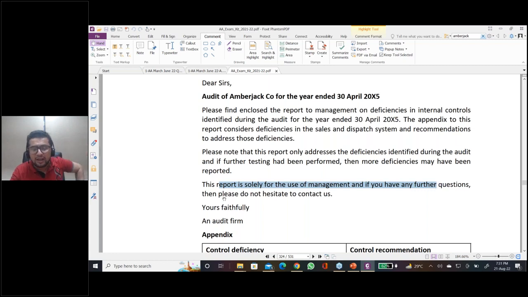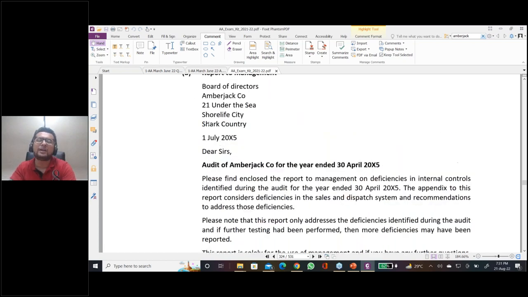Last but not the least, if they have any concerns, please do not hesitate to contact us, and I'm always available on WhatsApp. So yours faithfully, audit firm. You can squeeze it a bit, and you've got to learn this format in order to score 2 marks. On the exam day, you cannot invest too much time on thinking about or creating a format. You've got to learn it.